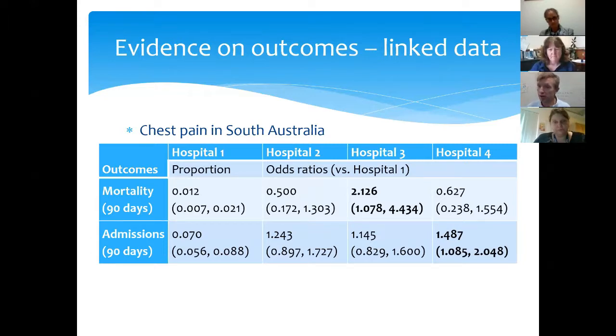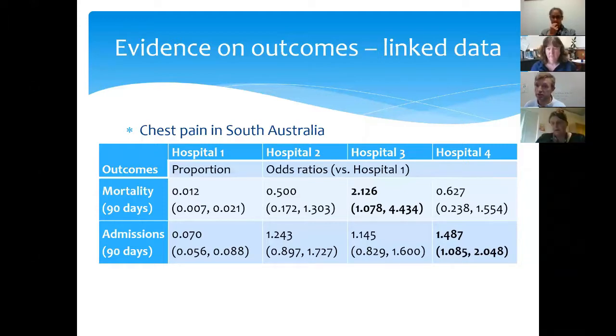But hospital 3, maybe we want to look at in a bit more detail, because they've got almost, well, more than double the mortality rate at 90 days, and that's statistically significant. So that provides an indicator of what we might look at as a consequence of hospital performance, but linking back to activity-based funding.